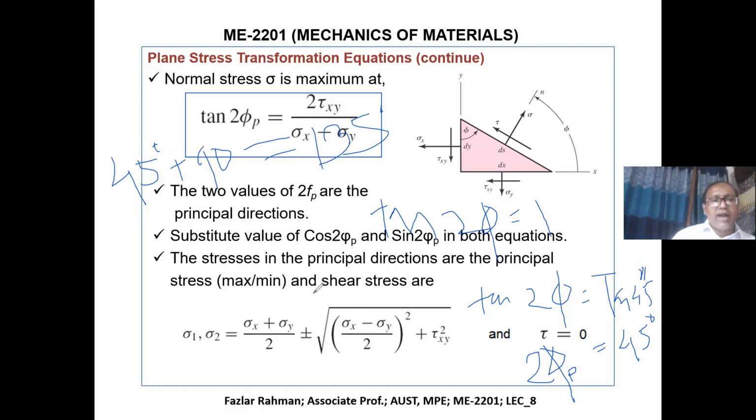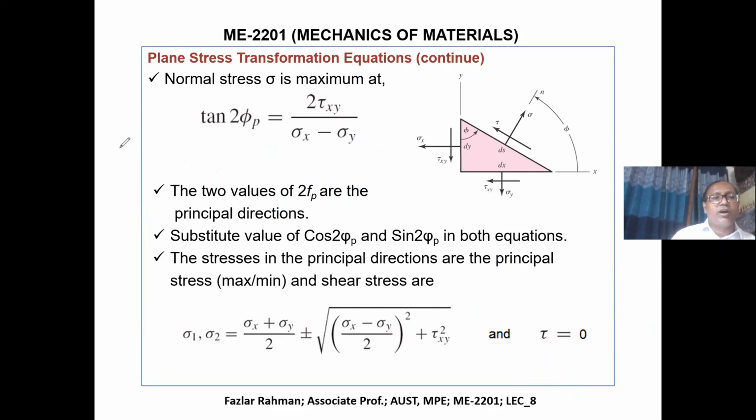Tan 135 is minus 1, I think. Yes, minus 1. At 180 plus 45, that will be 225, right? What is tan 225 equal to? You see, plus 1. Tan 225, yes sir, plus 1.